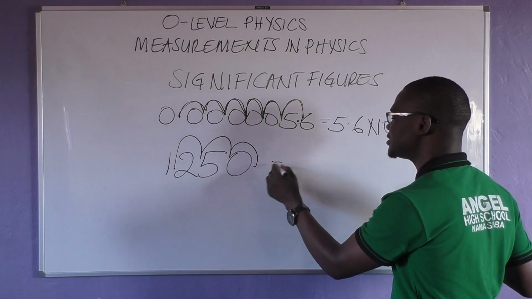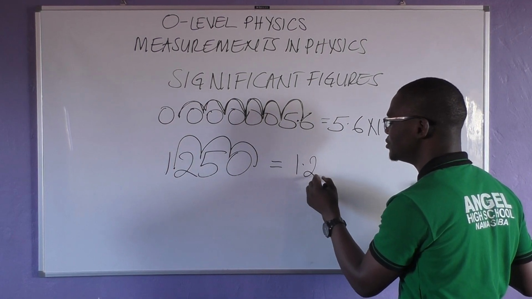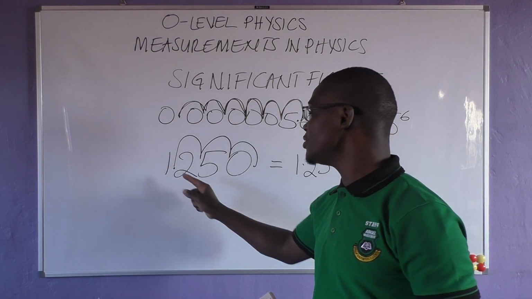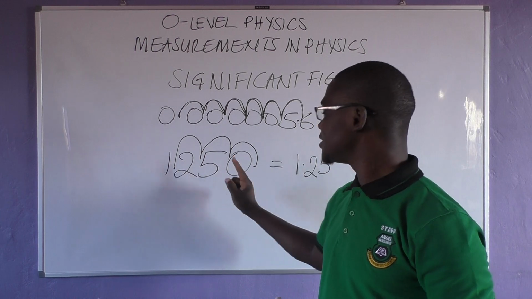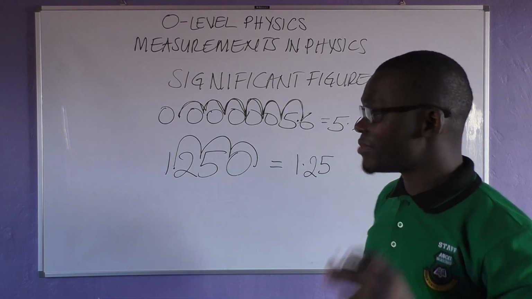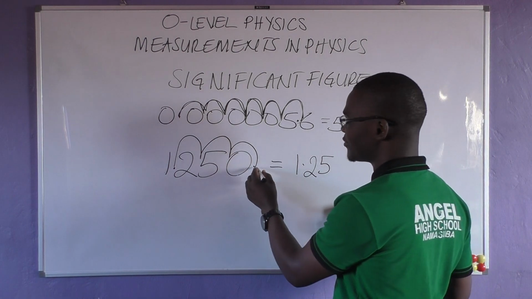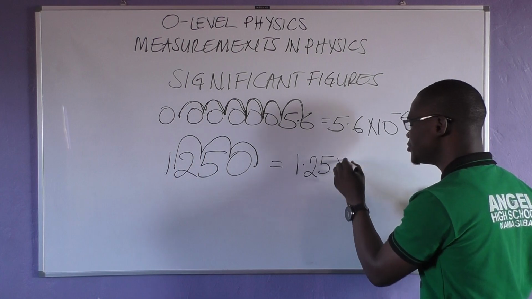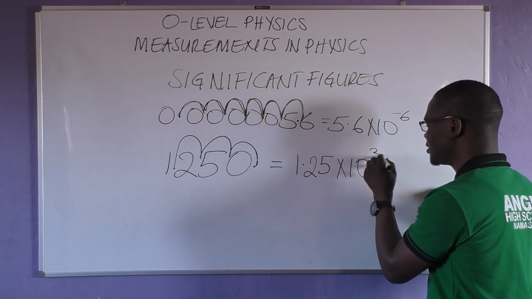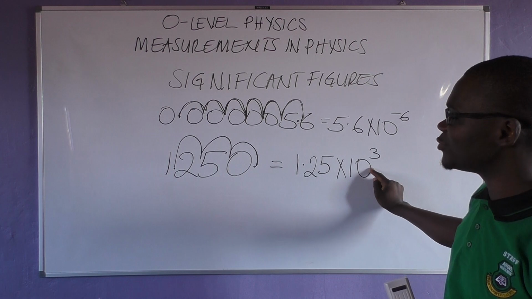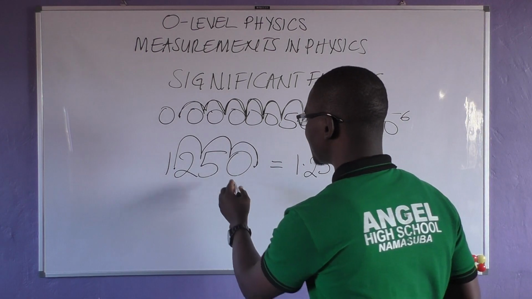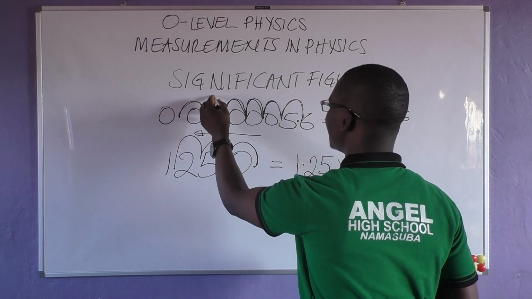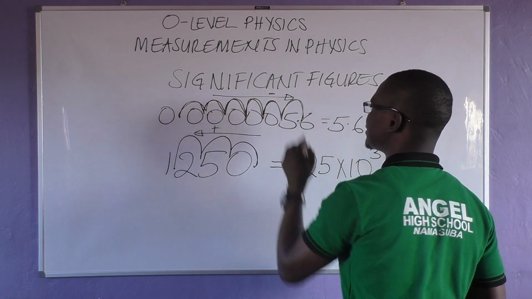So that gives us 1.25. We can drop the zero because the moment we introduce a decimal point here, this zero becomes useless. But we maintain the number of steps we have moved. So that is 1, 2, 3. So that will be times 10 power 3. The 3 is positive because we are moving from right to left. That is positive. From left to right, it is negative.